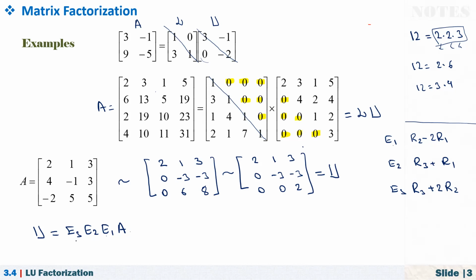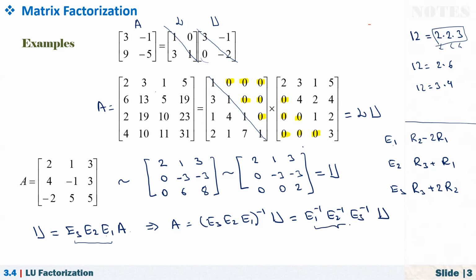Now from here, how can I take E3, E2, E1 to the right-hand side? I should multiply both sides by the inverse of this, right? So at that time, A will be equal to E3 E2 E1 inverse times U, or that's equal to E1 inverse, E2 inverse, E3 inverse, and here we have U, right? So now if we just find this one, this gives us our L. And do you know how to find the inverses of E1, E2, and E3, right? And what is the inverse of E1, for example?